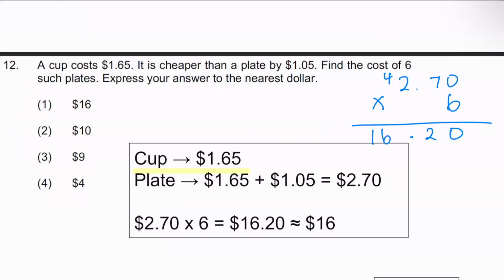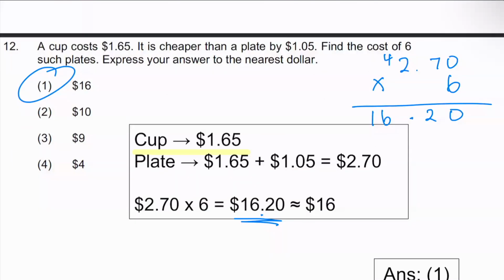So the answer is $16.20. Is it the answer? No, it is not the answer. Why? Because they ask you to express your answer to the nearest dollar, which means that, okay, so round off $16.20 to the nearest dollar. Since this is 2, you can round down, which is still $16. So the answer is number 1.